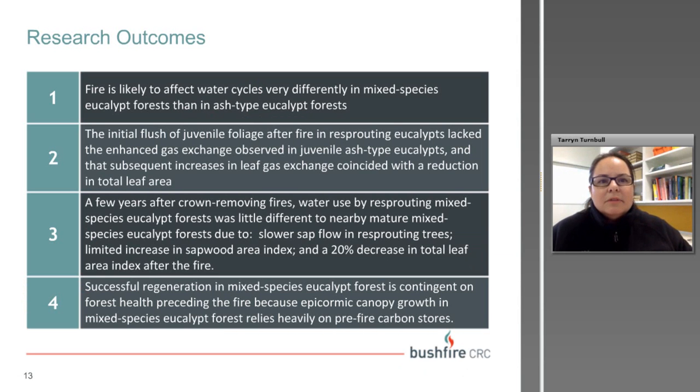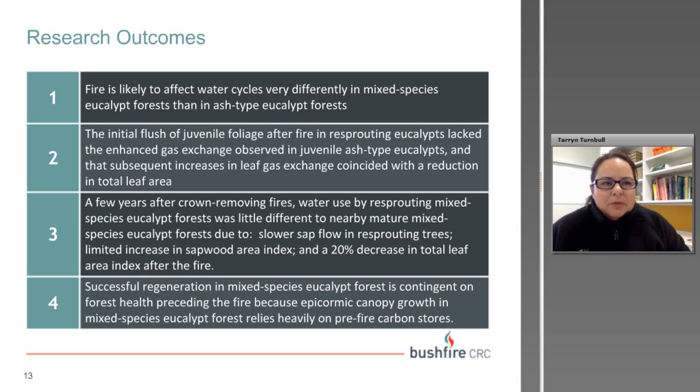The main research outcomes we had was that fire is likely to affect water cycles very differently in mixed species forests than it is in ash-type forests. The initial flush of juvenile foliage that happens after fire in resprouting eucalypts didn't heavily transpire, and the subsequent increases in capacity for a leaf to use more water was countered by a reduction in total leaf area. So for a few years after crown-removing fires, water use by resprouting mixed species eucalypt forests was little different to the nearby mature mixed species forests.